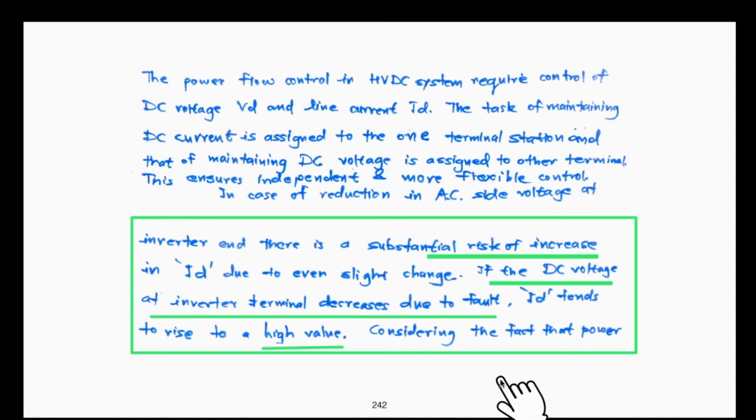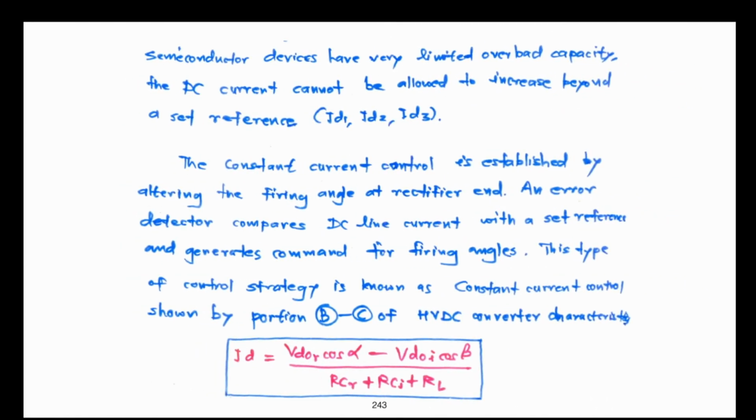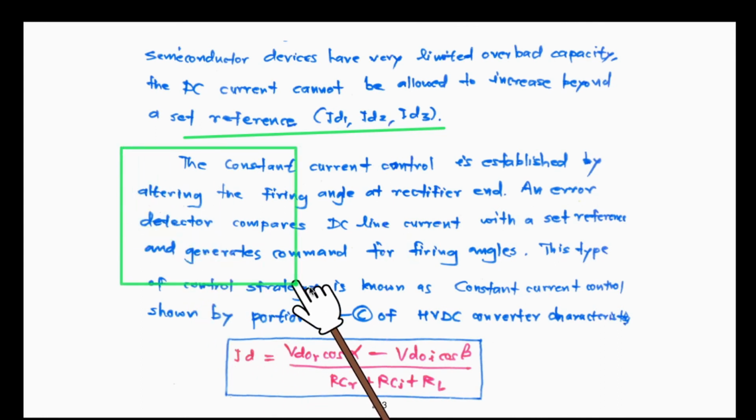Considering the fact that power flow control is achieved by setting the DC current references. Power flow control is achieved by setting the DC current. Current cannot be allowed to increase beyond the set reference. So set references, as I explained, the same thing has been mentioned in the paragraph. Constant current control is established by altering firing angle at rectifier end. So this particular paragraph is giving a clear-cut idea about the constant current control, right?